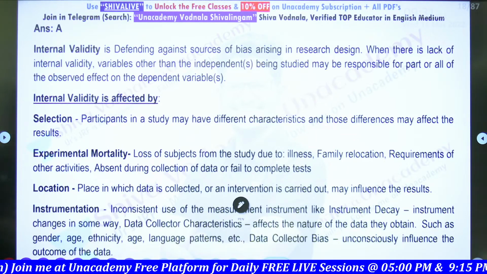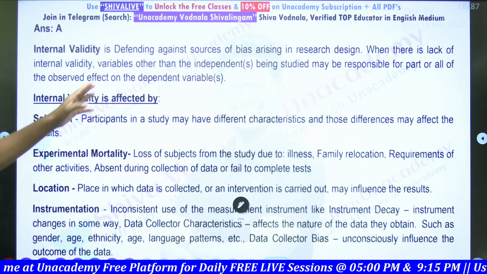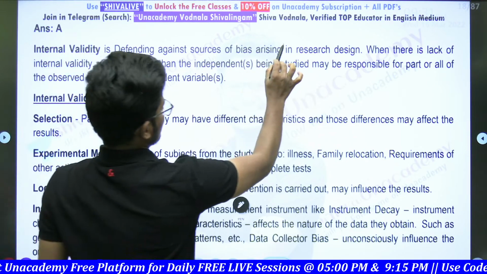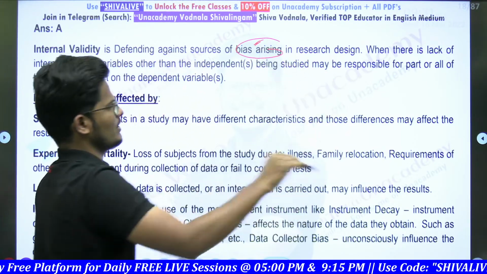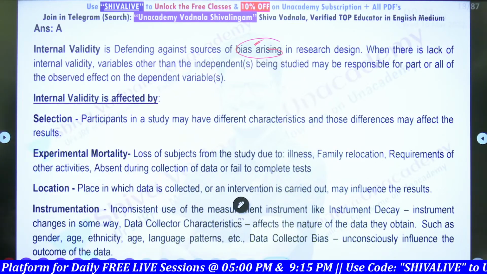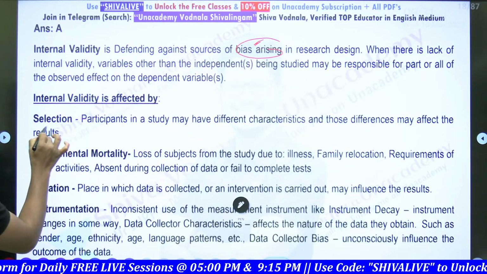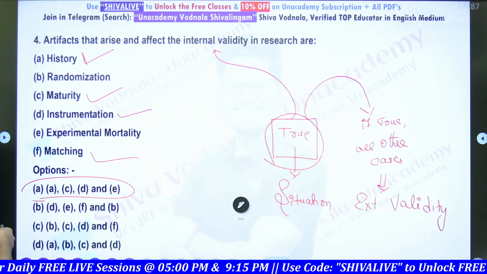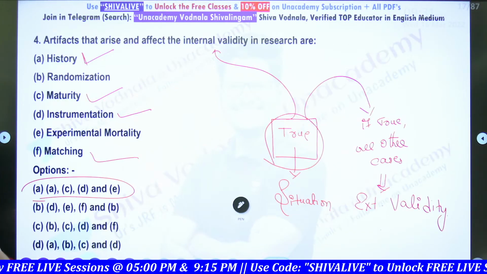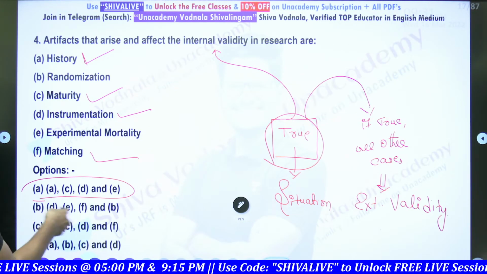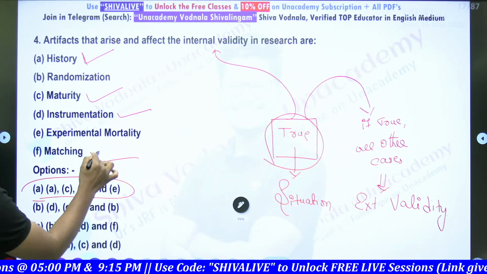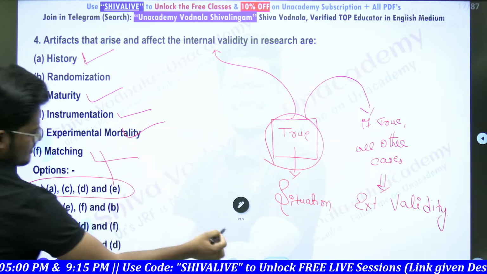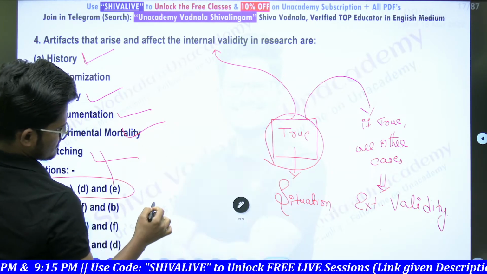Let me tell you what that is. Internal validity is defending against the sources of bias arising from the research design. Why bias? It is valid only in that case, it does not apply to others. So internal validity is affected by selection. The answer is given as A, C, D, E. Matching is not. This is correct, right?